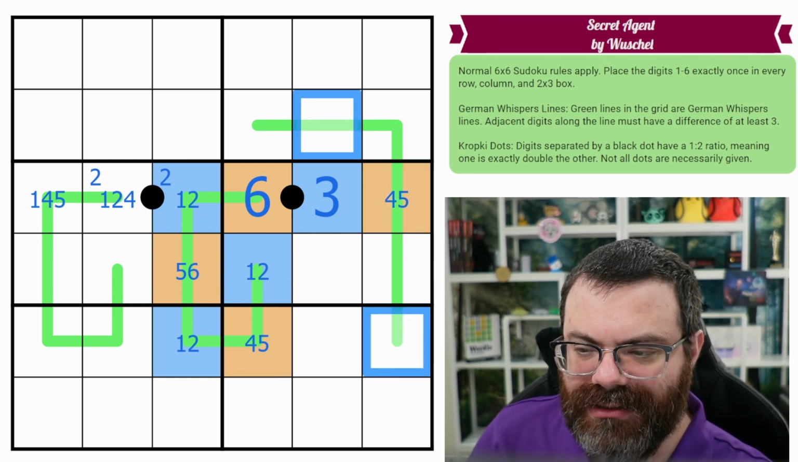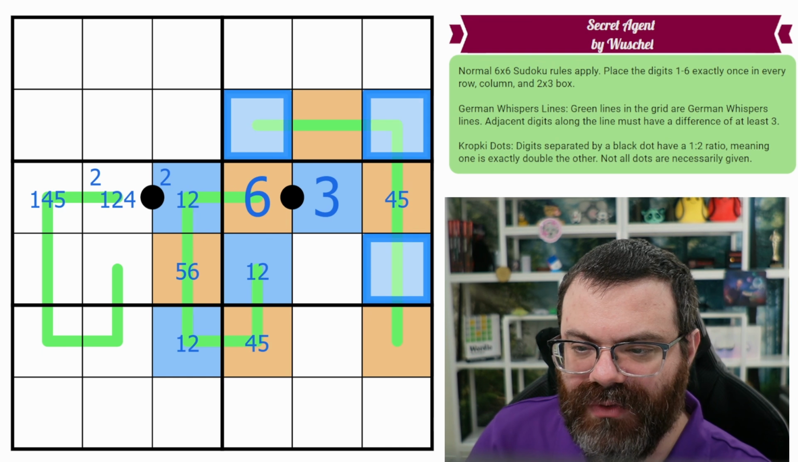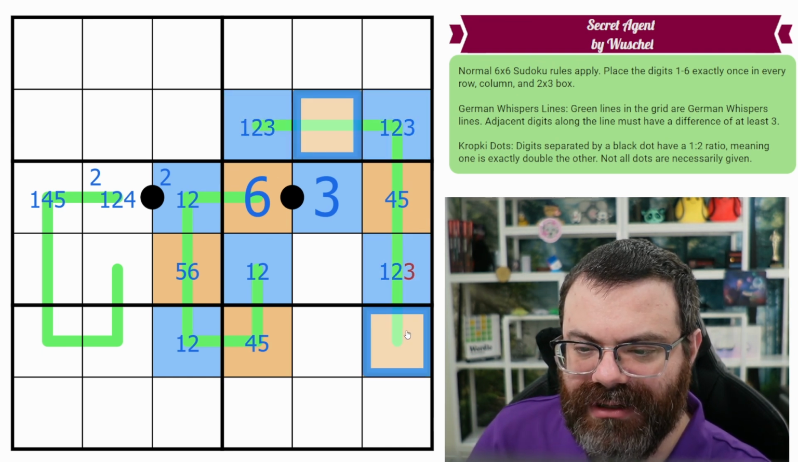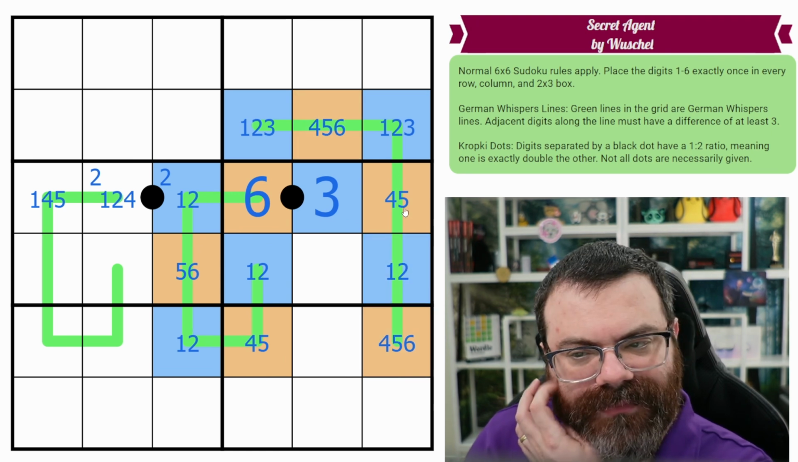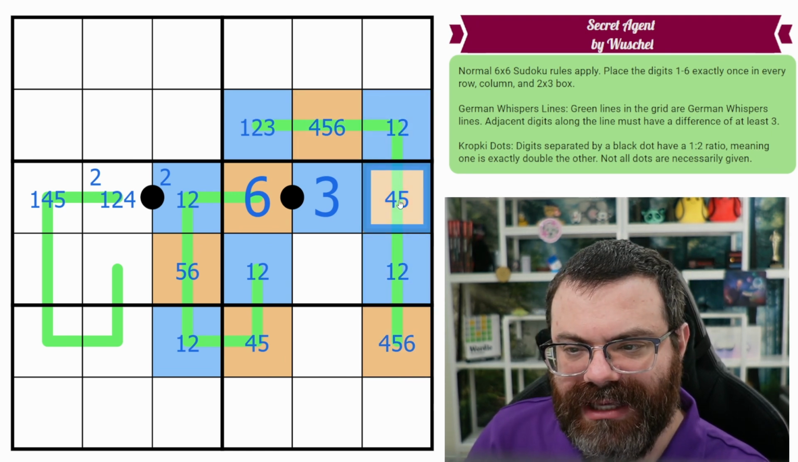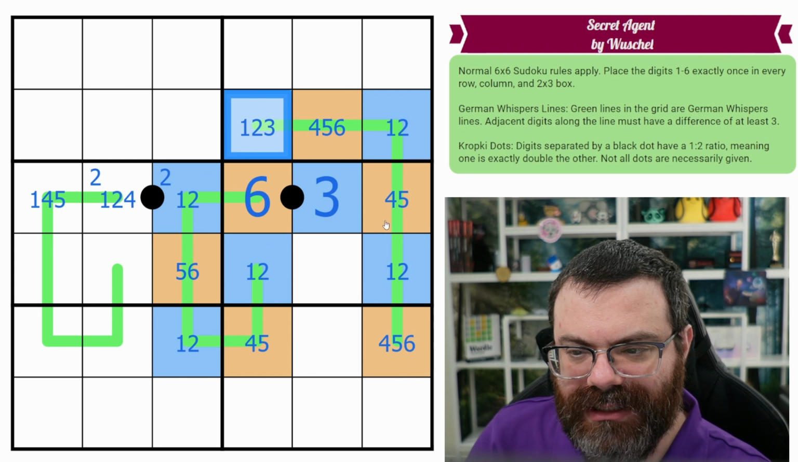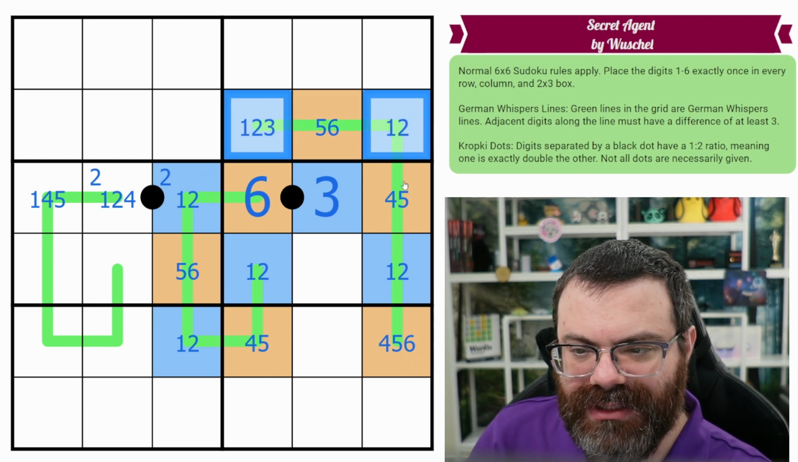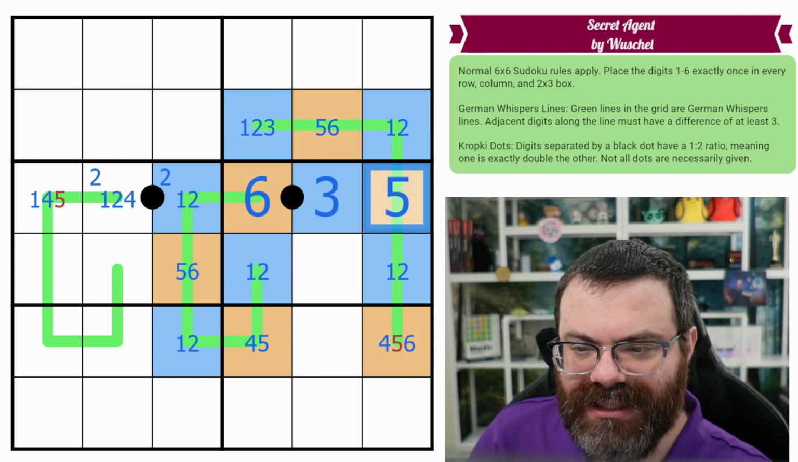And so now we can color the rest of this line with the same orange and blue for low and high. So let's just naively put 1, 2, 3 here and 4, 5, 6 here. We can clean that up. So this can't be a 3 because that can't be next to a 6. This can't be a 4 because it'd be double 1. So we get the 5.